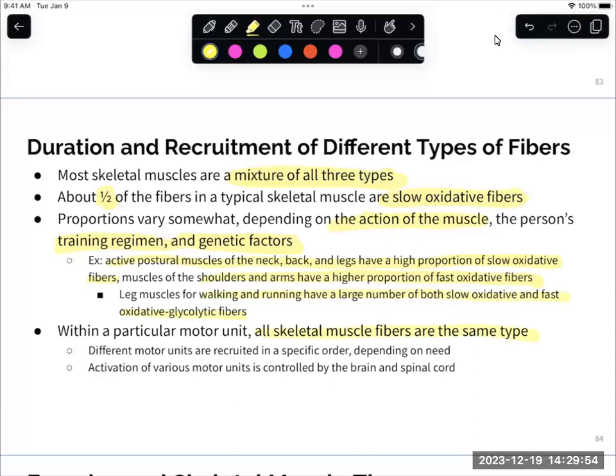All of our skeletal muscles are going to have all the types, so they're going to have slow oxidative, fast glycolytic, fast oxidative glycolytic. They're going to be that combination. And again, each motor unit, one motor unit is going to go to those slow oxidative. Maybe a different motor unit is going to go to that fast glycolytic. Another motor unit is going to go to that fast oxidative glycolytic. We're not going to have one motor unit that's going to have a combination of the three. Those motor units are only going to go to one type.